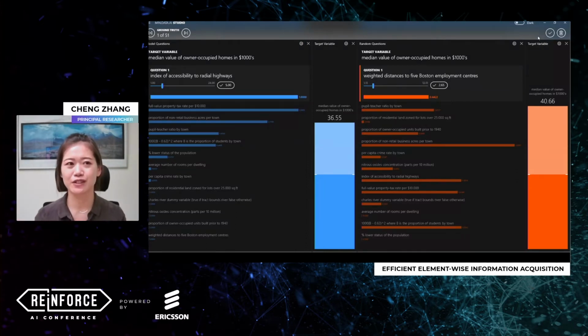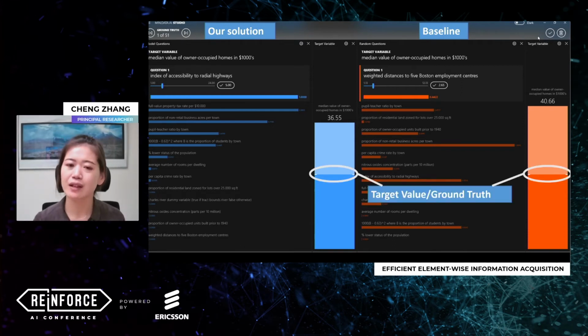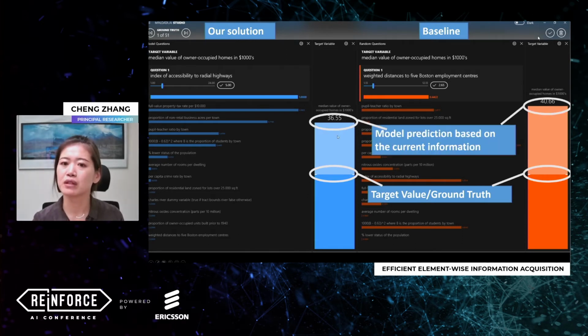So I'll just show a very small demo with a very toyish example. The task here is to predict the house price. Instead of predicting what the disease is, let's predict the house price. And you have a list of questions you can ask. So our solution, in the demo I'll list our solution on the left-hand side, and the baseline will be on the right-hand side. Of course, it's a toy, we pretend we know the ground truth, and this will be marked here. And then this will be the model prediction for the decision, to predict the house price here on the top bar.